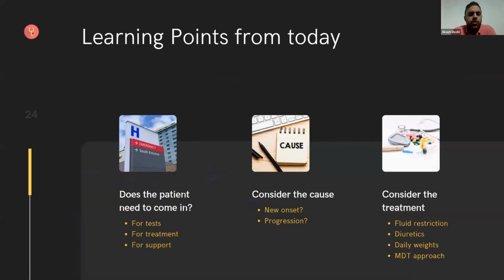And so those are essentially the things that we've learned from today. Let's just go over them again, just to make sure that we've consolidated them properly. The first thing to think about is whether the patient needs to come in.